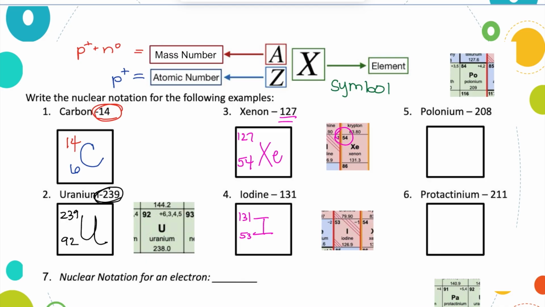And if you haven't yet, try the next couple on your own, pause the video and come back. We've got polonium, Po, that's number 84. And this is polonium-208, so that goes in the top left. Protactinium is Pa with that 211, and then 91 is the atomic number.